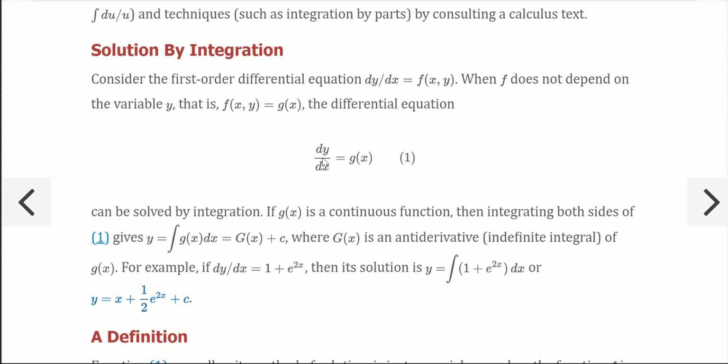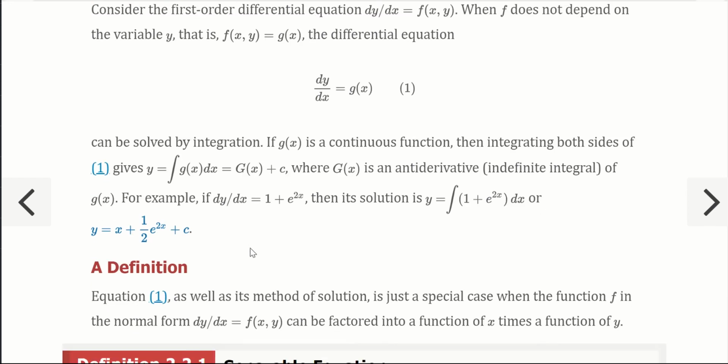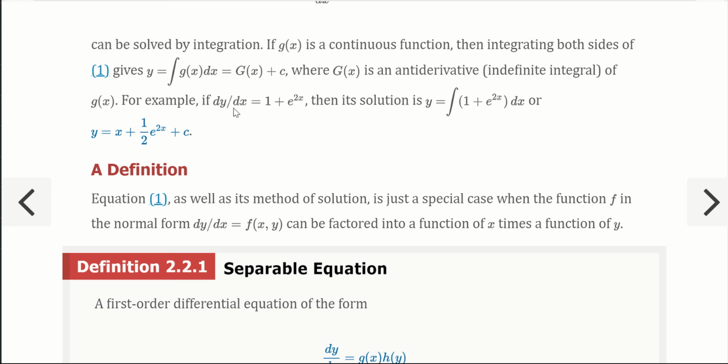The antiderivative and the derivative cancel, so we would get y equals the antiderivative of the right-hand side, which if we represent it using the classic notation capital G of x plus c, that would be our solution. For example, if we had dy dx equals just some function of x, you would integrate both sides. The antiderivative of 1 plus e to the 2x. Antiderivative of 1 is x. Here you would want to do a u sub, but this antiderivative would be 1/2 e to the 2x, plus we have our constant of integration.